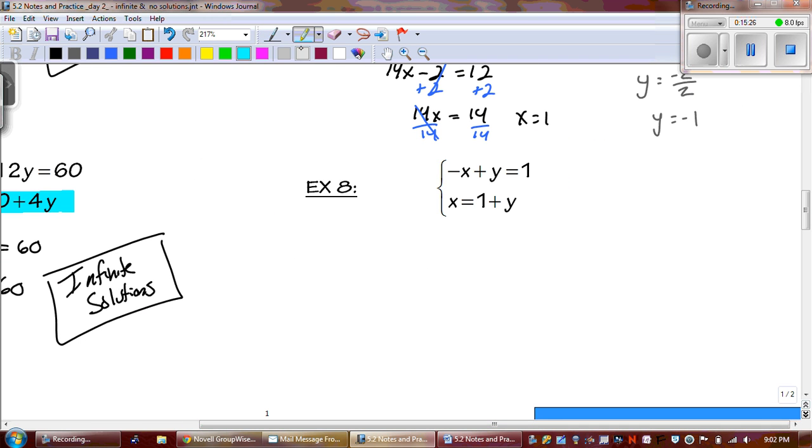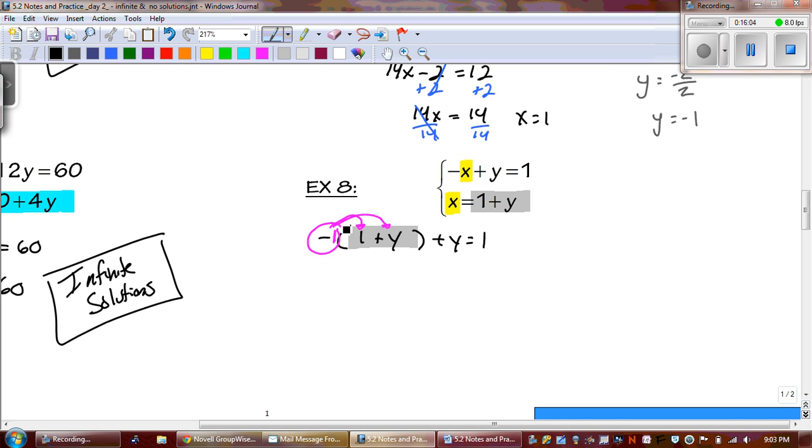All right, last one. We're going to plug in for x because the x is all by itself. Now, don't forget about that negative sign, guys. That stays there. And we're plugging in 1 plus y. And the reason why we have to be careful about that negative sign is we have to distribute. We're distributing a negative 1 to both of those guys.